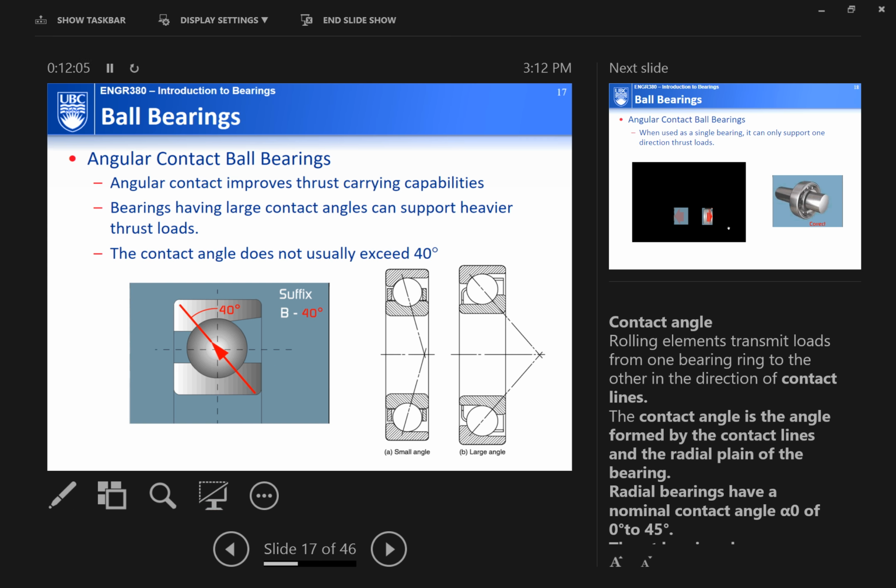So the higher the contact angle you have, the heavier the thrust load this angular contact ball bearing can carry, essentially. So this figure here shows you different contact angles, and then shows you the load direction due to the difference in the contact angle.